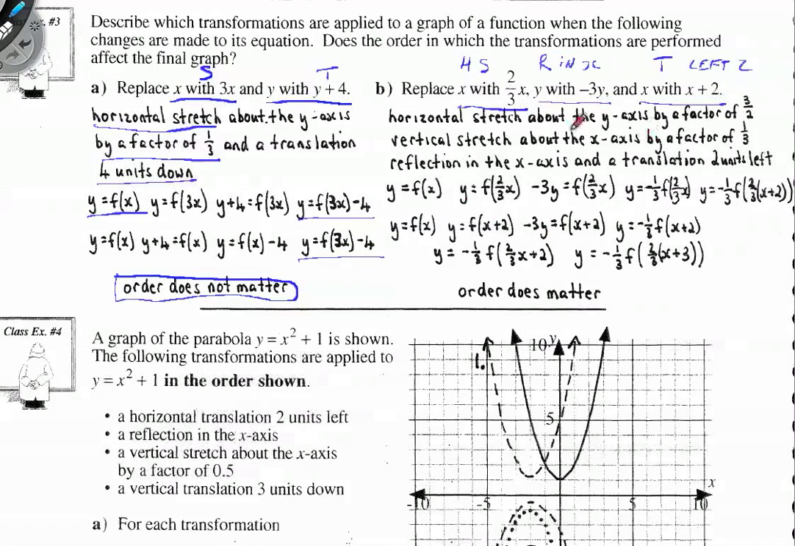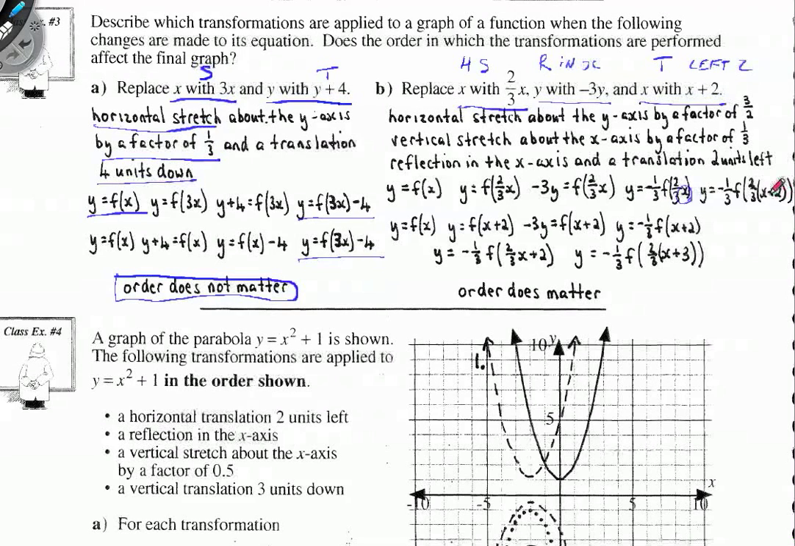So they go around here and look at the equations of putting them in one order. Notice they do, as they've stated here, x changes to 2/3 x, y changes to negative 3y, and then finally translation 2 to the left. So in this equation, this x gets replaced with x plus 2. So right here, we change x to brackets x plus 2.